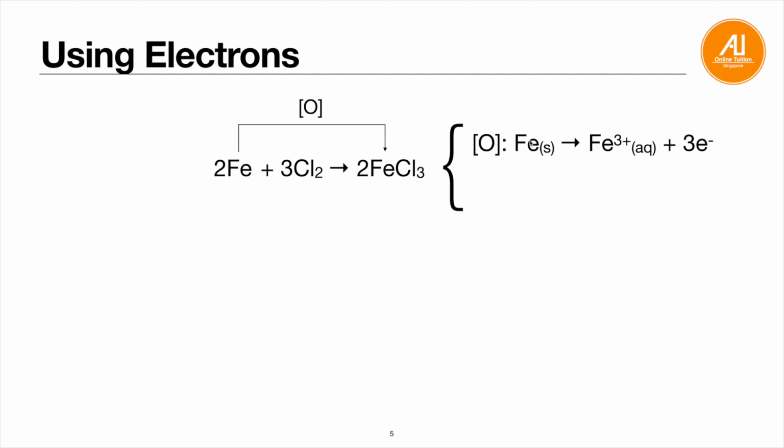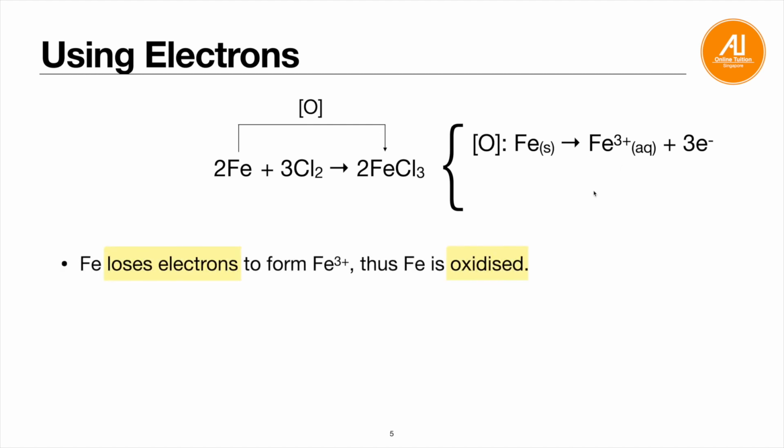So if you realize, it actually loses what? It loses electrons. Initially, electrons are inside the iron metal. After that, it becomes iron 3 plus ion and 3 electrons. So the statement, how are you going to write? Iron loses electrons to form iron 3 plus. Thus, iron is oxidized. So meaning when you lose electrons, you are oxidized.